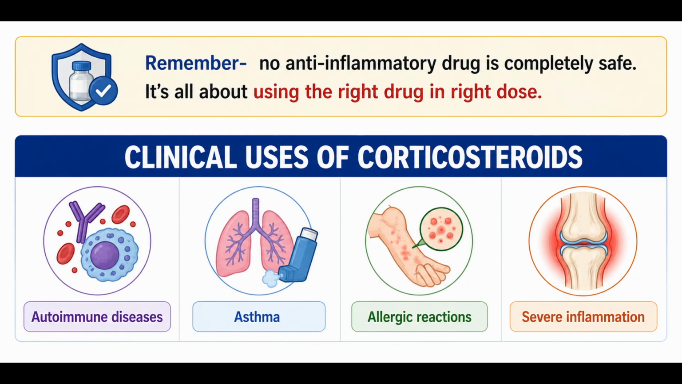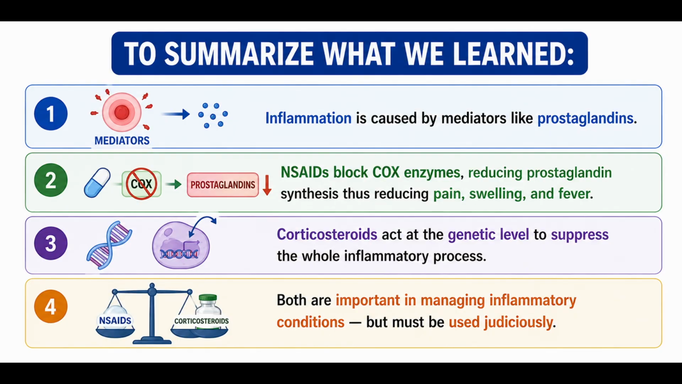So, to summarize what we have learned, inflammation is caused by mediators like prostaglandins. NSAIDs block COX enzymes, reducing prostaglandin synthesis, thus reducing pain, swelling, and fever. Corticosteroids act at the genetic level to suppress the whole inflammatory process. Both are important in managing inflammatory conditions but must be used judiciously.